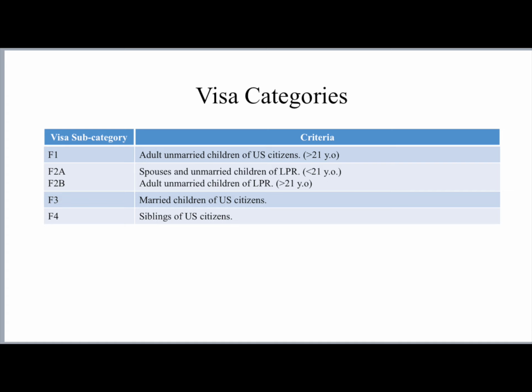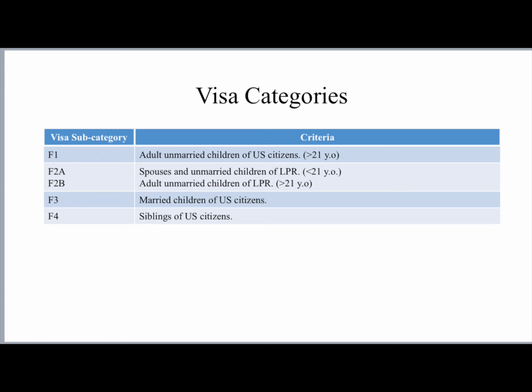F1 will have adult unmarried children of U.S. citizens. And when they say adult, they mean that persons are over the age of 21 years old. F2, as I mentioned earlier, is divided into F2A and F2B. So F2A would be the spouses and unmarried children of a legal permanent resident.